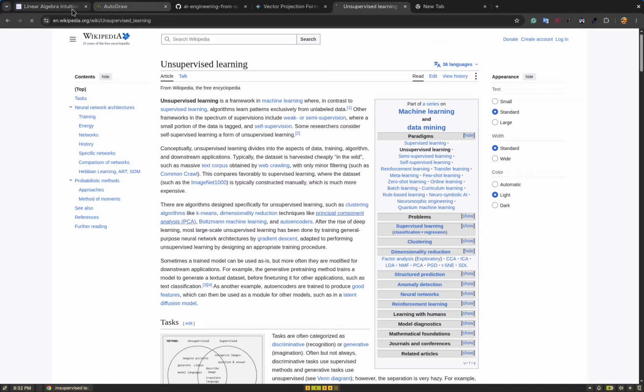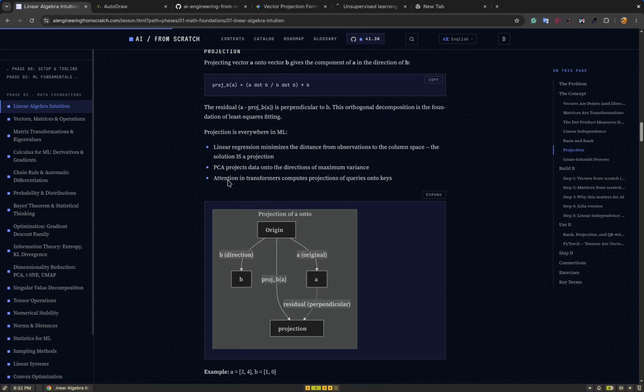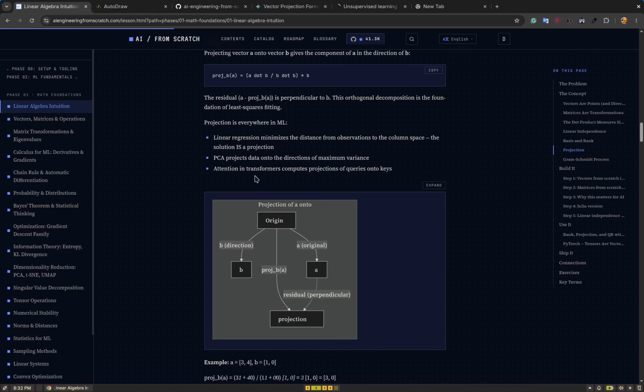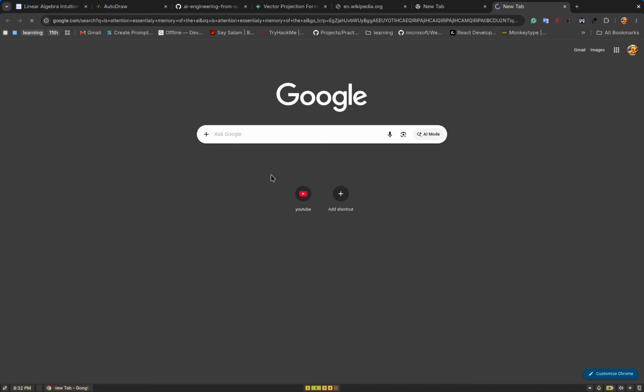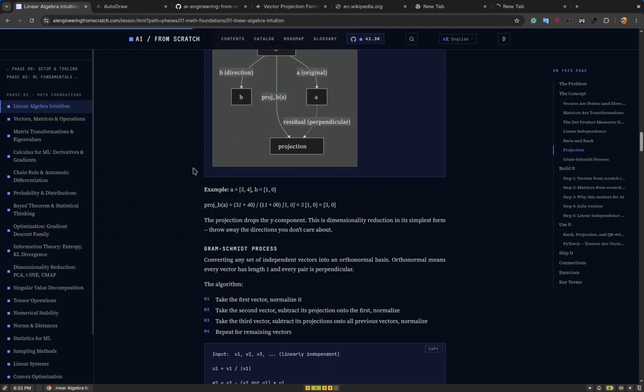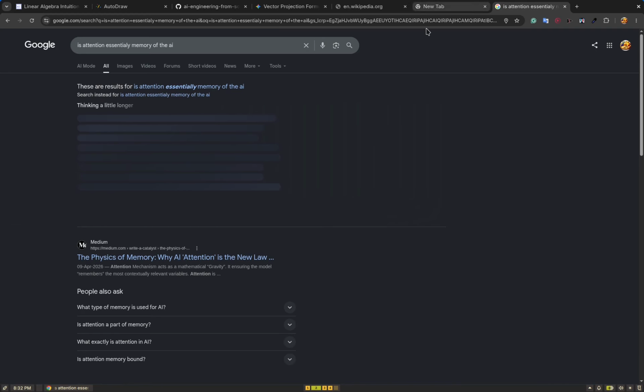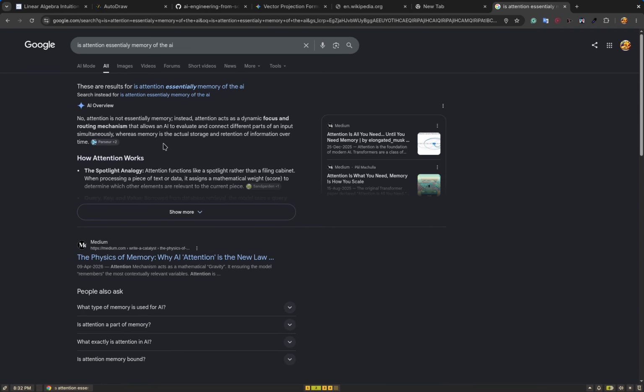Medium network is slow for some reason, but attention in transformers computes projection of queries. I know about attention. It's basically memory. Is attention essentially the memory of the AI? If my internet works well, I can find the answer quick. Okay, it is working. It is not essentially memory. Okay, I was wrong.